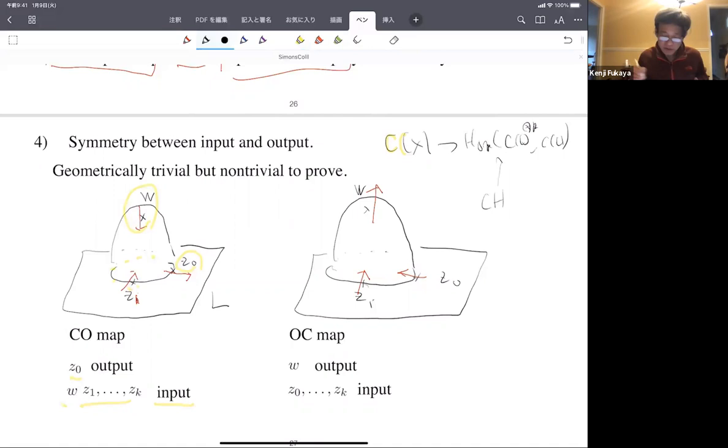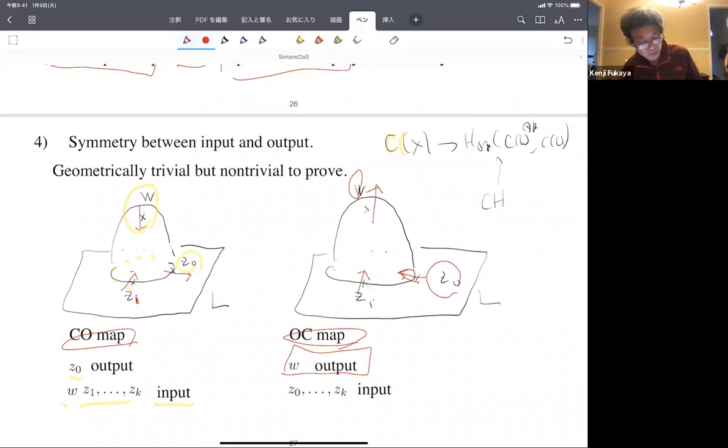In the open closed map case, you use exactly the same picture, but the difference is that W is an output and z0 is an input. So this duality between the closed open map and the open closed map is in a sense obvious from this picture, but you have to exchange the roles of input marked points and output marked points. I think this duality is geometrically or intuitively obvious, but you need to realize it and rigorously establish it. We need to find some perturbations which are symmetric under the exchange of input and output. So this is a symmetry.